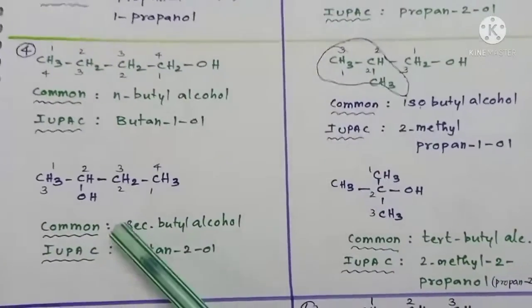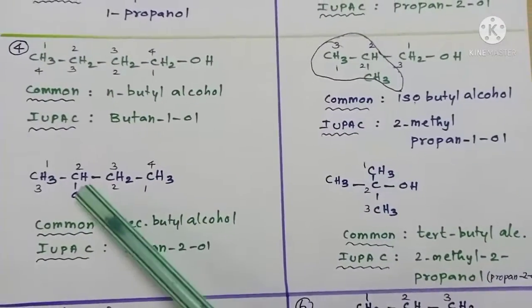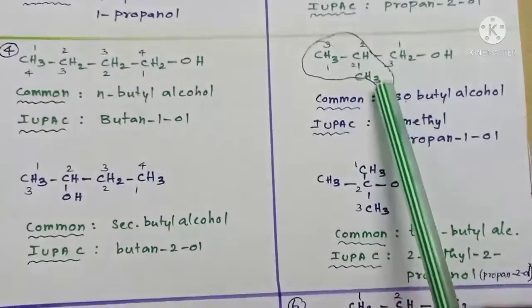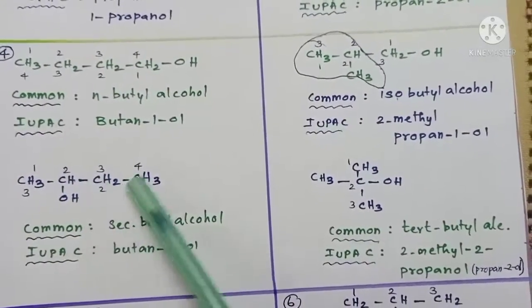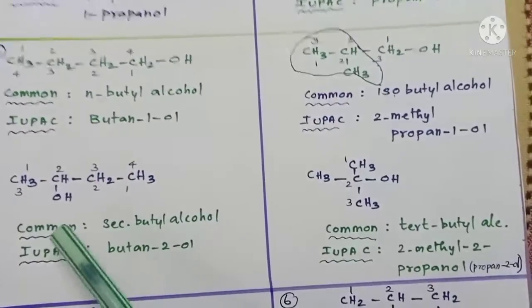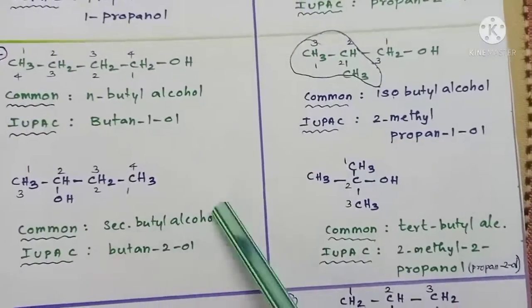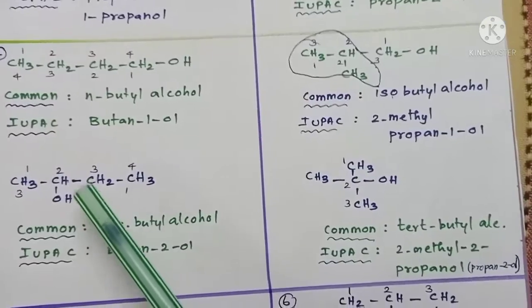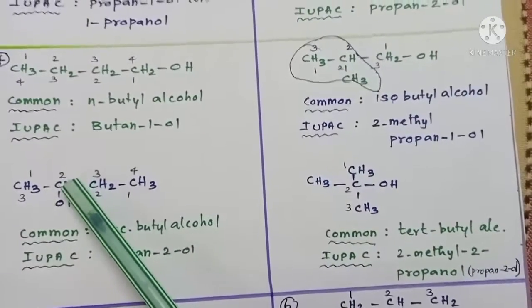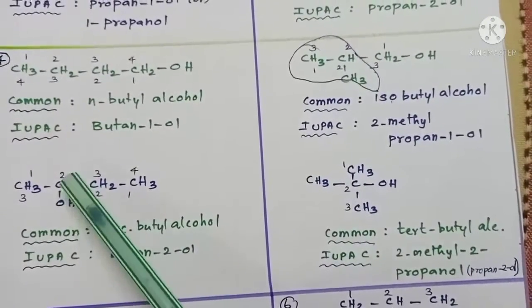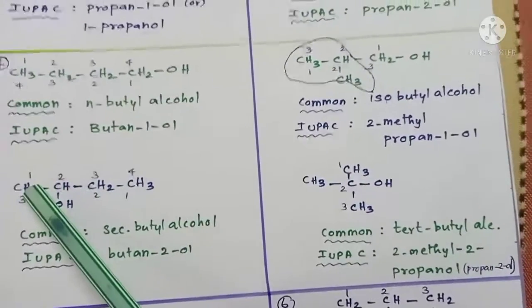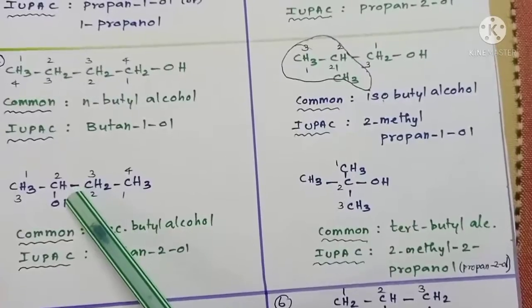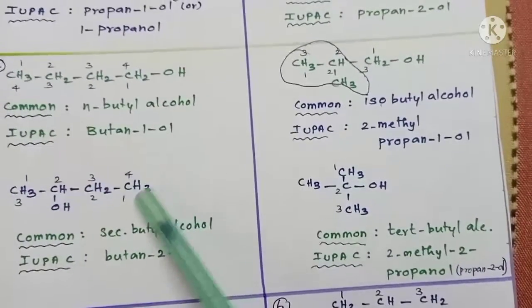The next one is a butyl compound in which OH is in the branch. In the previous one, CH3 was in the branch; here OH is in the branch: CH3, CH, with OH in the branch, CH2, CH3. The common name is nothing but secondary butyl alcohol. Look at the alpha carbon, the carbon bonded with the OH group. Is this carbon attached to two carbons directly? That's why it is called a secondary compound. So totally there are 4 carbon atoms.